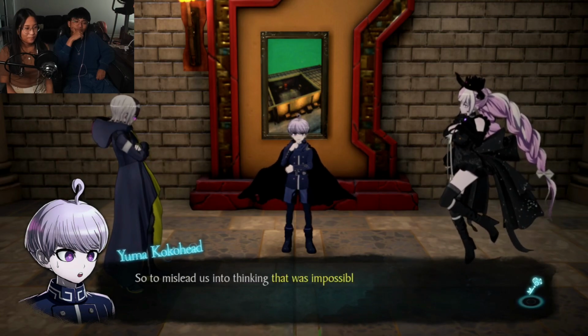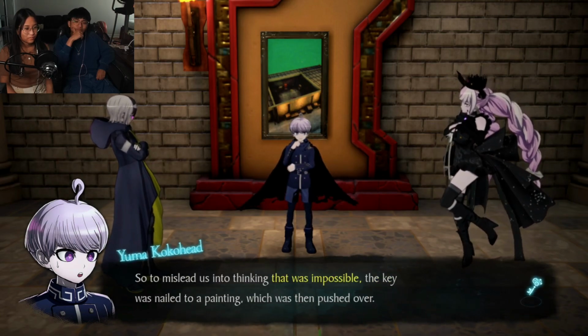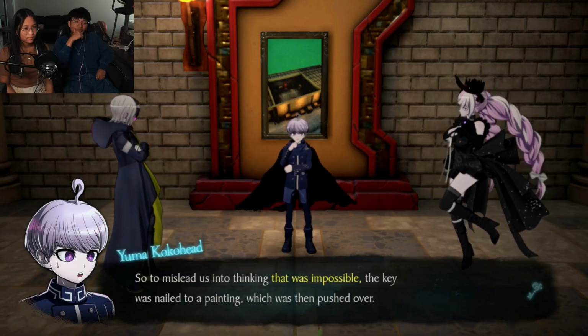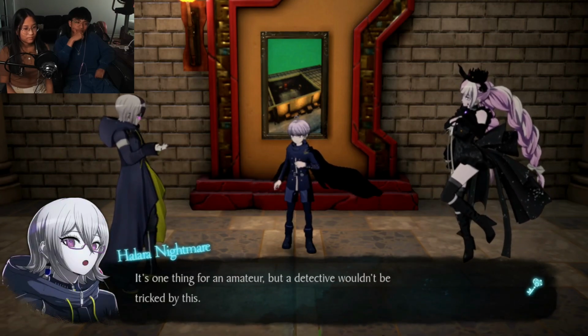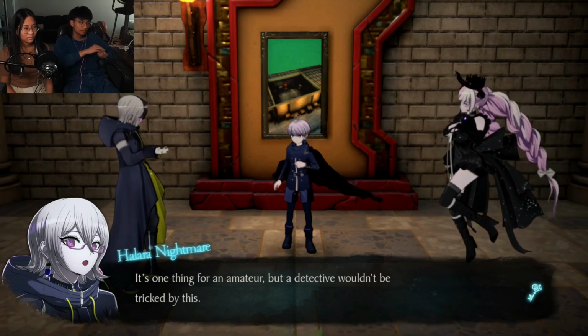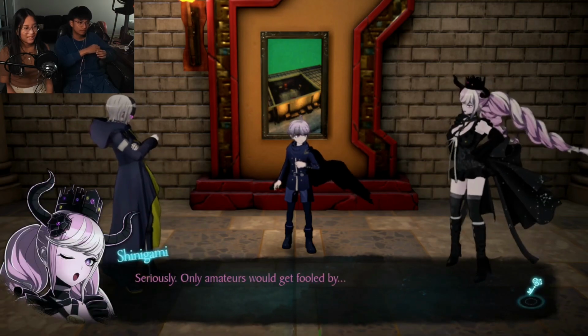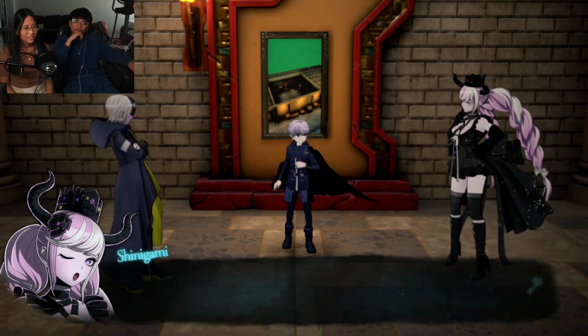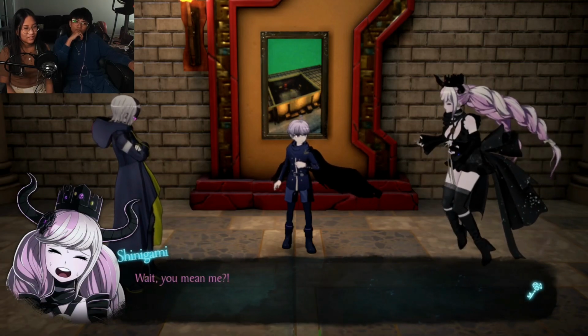So to mislead us into thinking that was impossible, the key was nailed to a painting which was then pushed over. It's one thing for an amateur, but a detective wouldn't be tricked by this. Seriously, only amateurs would get fooled by... Wait, you mean me?